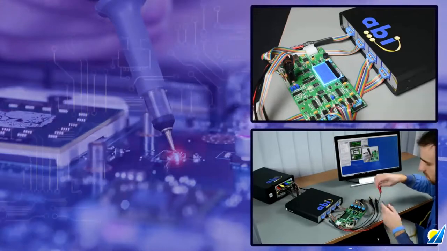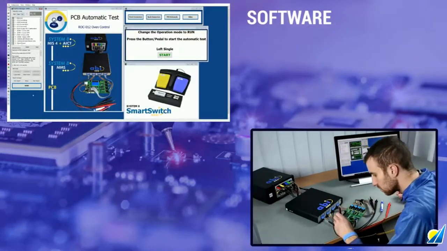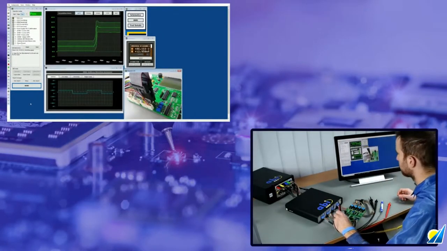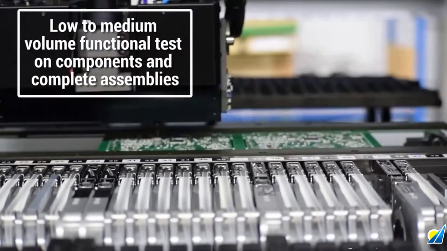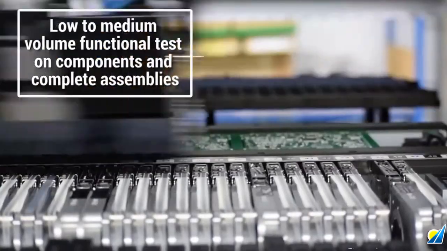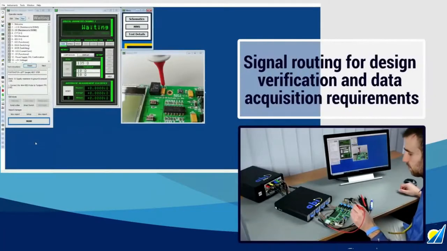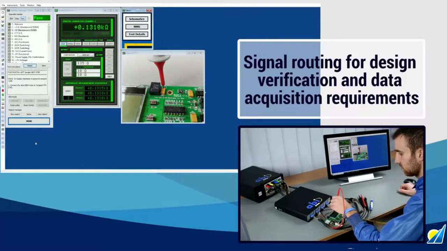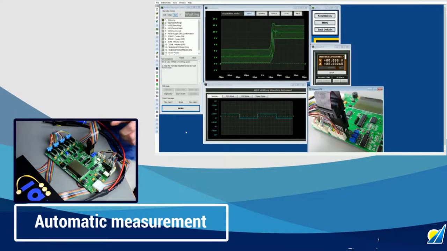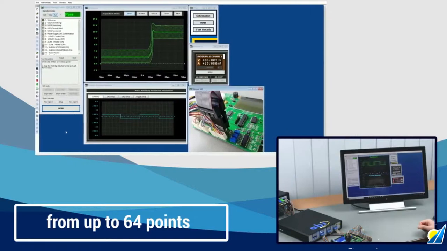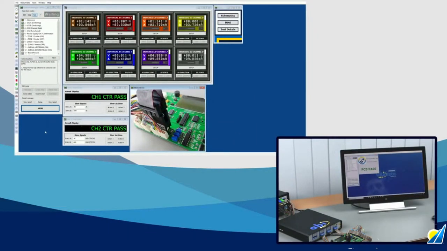Combining the power of ABI's automated software and the company's popular range of modular test instrumentation, the MMS is aimed at the following applications: low to medium volume functional test on components and complete assemblies, signal routing for design verification and data acquisition requirements, automatic measurement and comparison of signals from up to 64 points on a circuit.